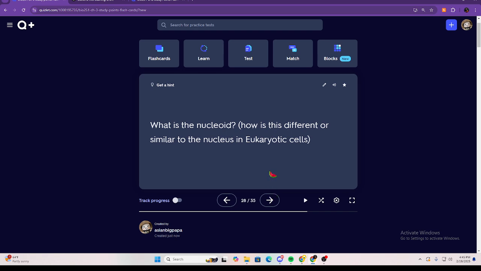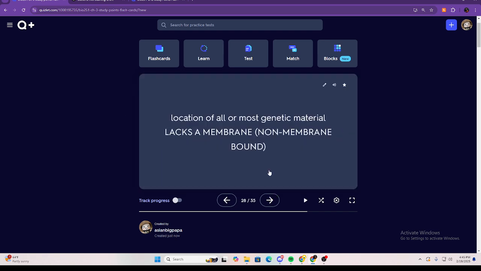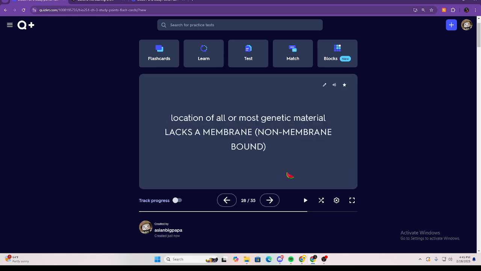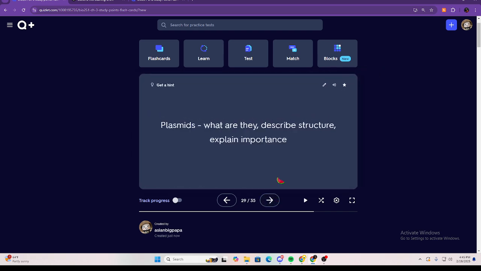And what is a nucleoid? The nucleoid is basically the location of all or most genetic material, and it lacks a membrane in prokaryotic cells. Like I said before, eukaryotic cells have that membrane bound nucleus.